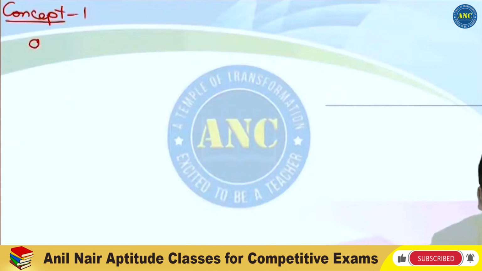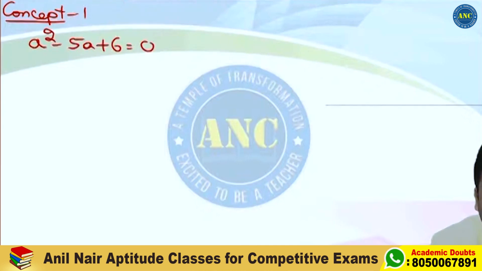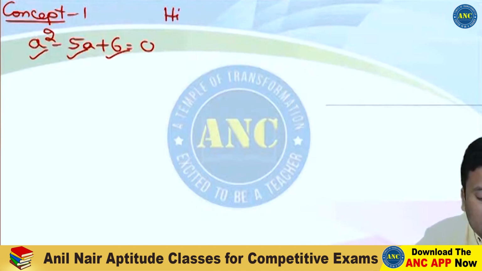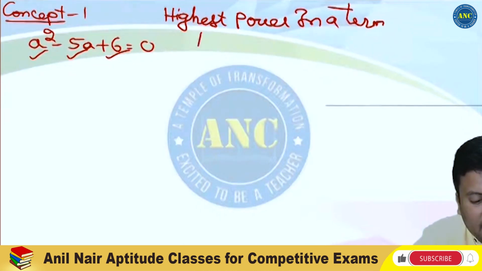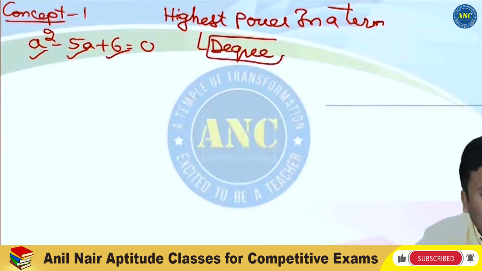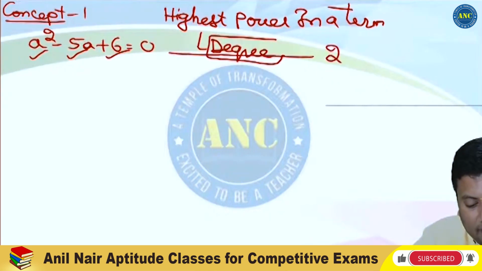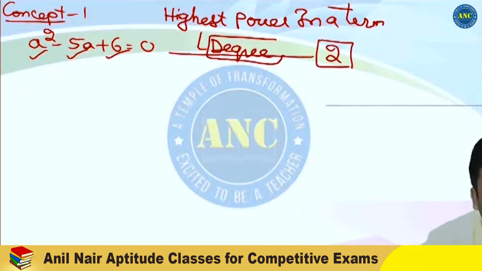Concept 1. A square minus 5a plus 6 equivalent to 0. There are 3 terms: a square, 5a and 6. What is the highest power in a term? It is nothing but the degree. So the degree of this expression is nothing but 2.